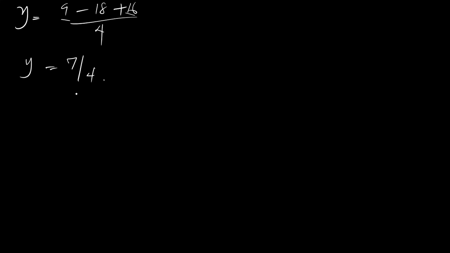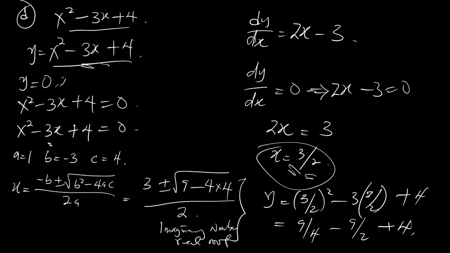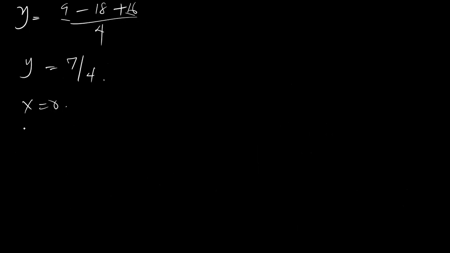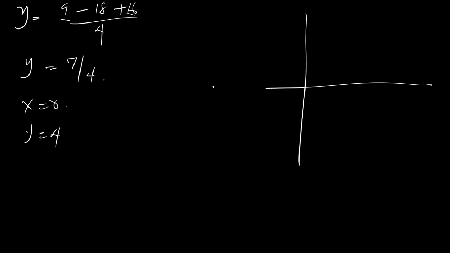Now where x is equal to 0, what is your y? Y will be equal to 4. So these are conditions. Now let's make our sketch. Where x is equal to 0, y is equal to 4, somewhere here. So that means the graph passes through 4.